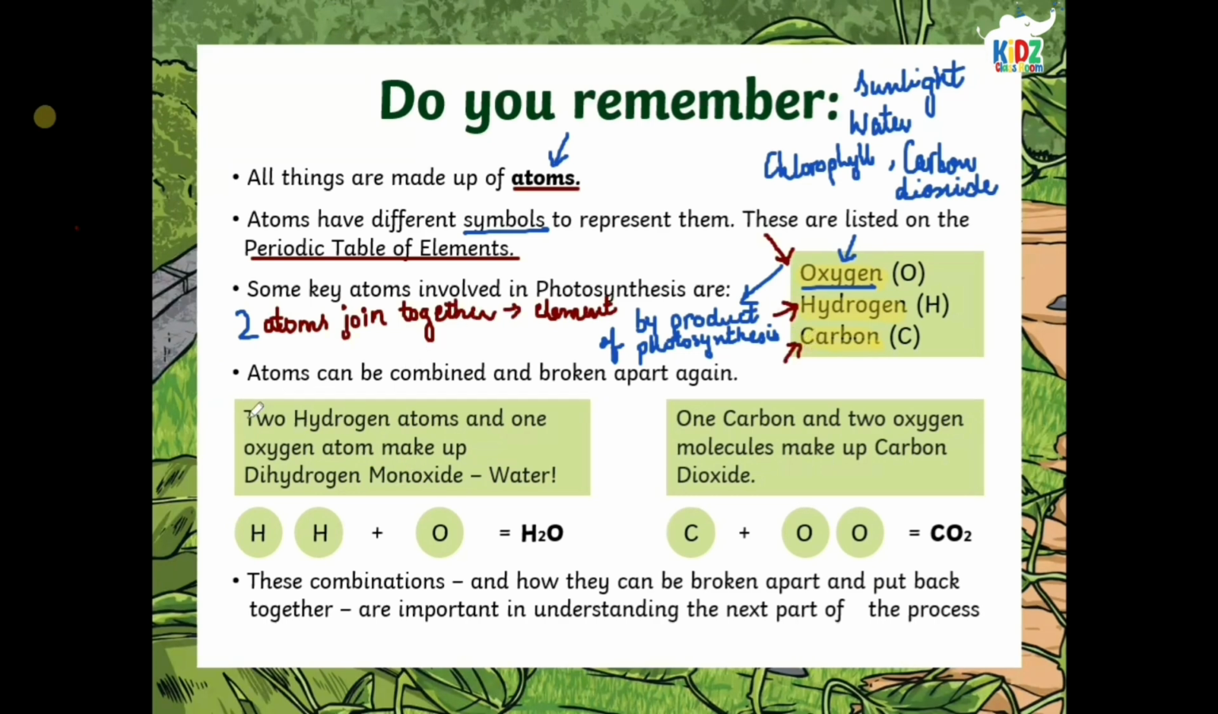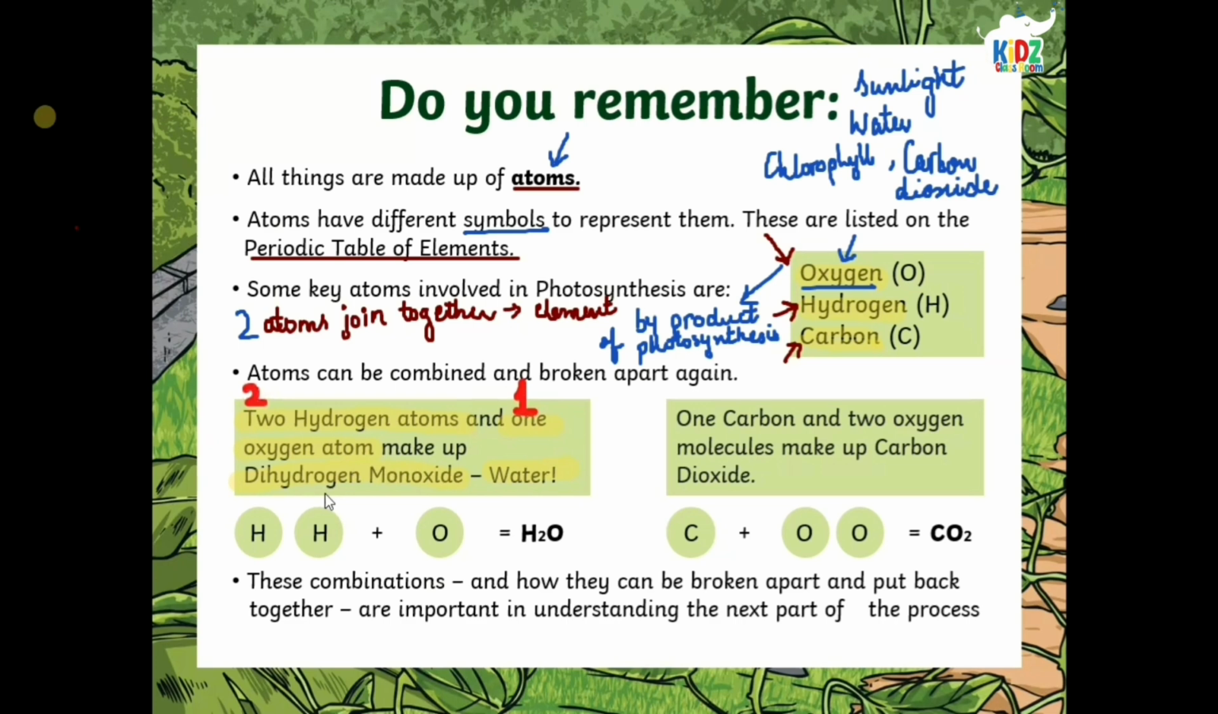So let's see. Two hydrogen atoms and one oxygen atom. How many hydrogen atoms? Two. And how many oxygen atoms? One. They make up dihydrogen monoxide. What is dihydrogen monoxide? Water. Two hydrogen atoms and one oxygen atom make up dihydrogen monoxide.